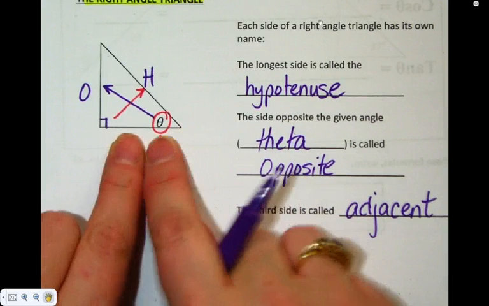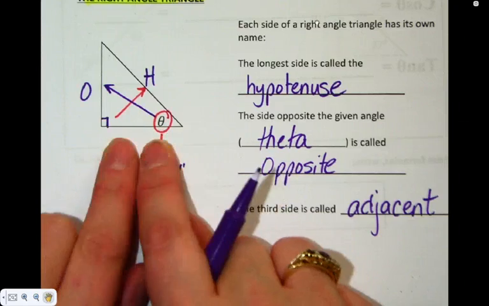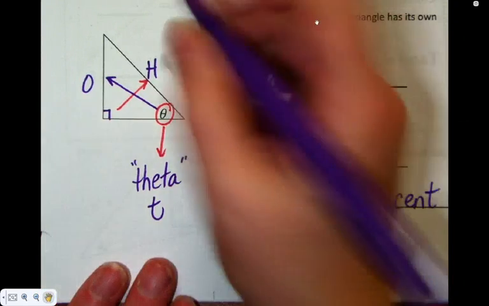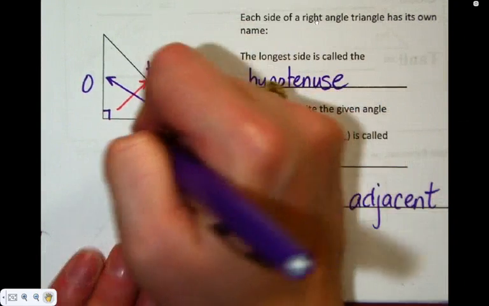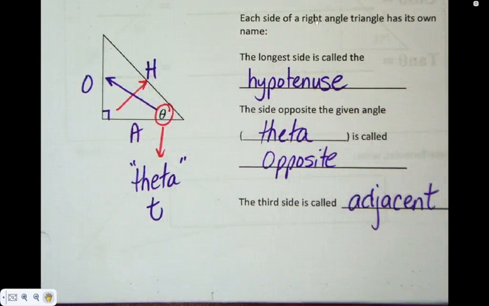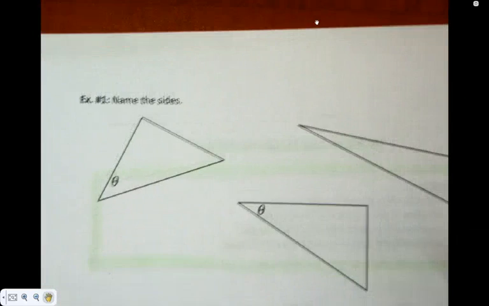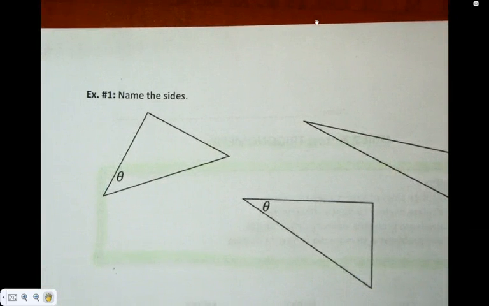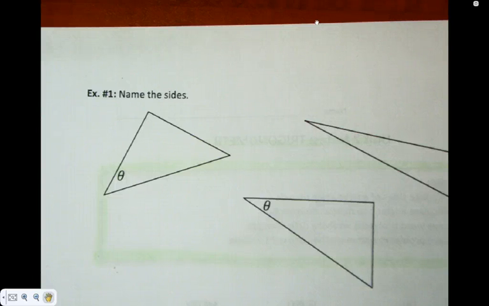So it's the side that is attached to theta. That's what we call the adjacent side. Letter? A. Yep, that's how obvious we are. O, A, and H. For example 1, we're just going to practice naming the sides, because everything we do in trigonometry, we need to know what the sides are called.